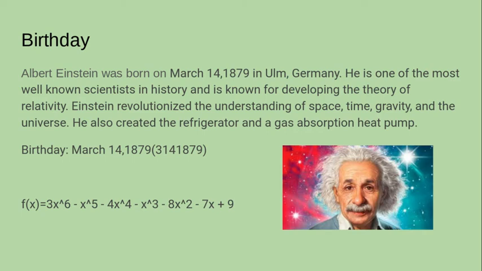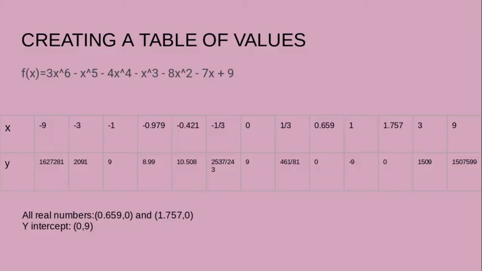So, Albert Einstein was born on March 14th, 1879, which basically means I have to use the digits 3141879 for my polynomial. So what I did was I created f(x) = 3x^6 - x^5 - 4x^4 - x^3 - 8x^2 - 7x + 9. So here's my table of values that I got by using this polynomial and finding the roots and doing synthetic division.